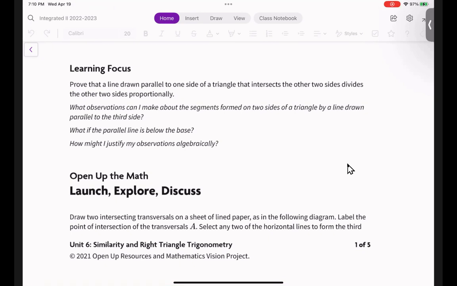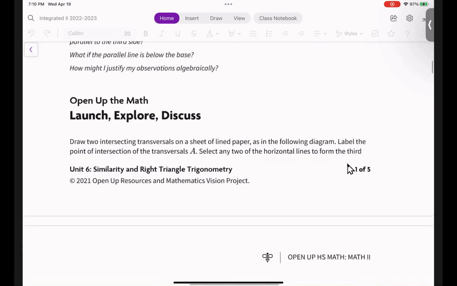And then it says, what observations can I make about the segments formed on two sides of a triangle by a line drawn parallel to the third side? And what if a parallel line is below the base? How might I justify my observations algebraically?